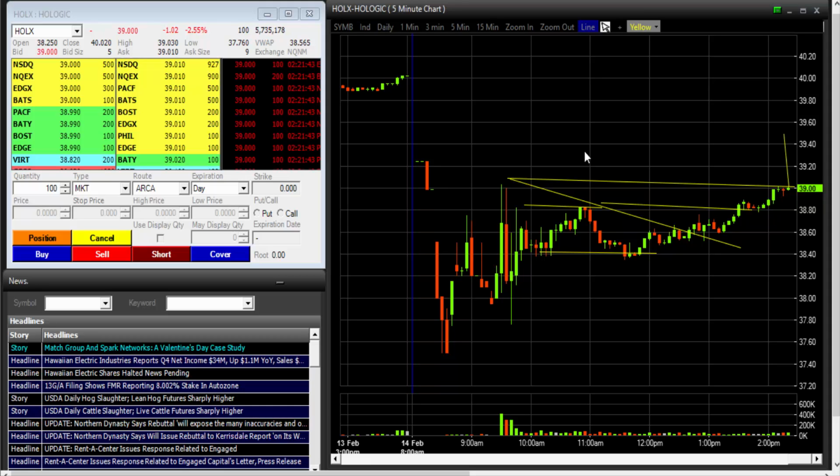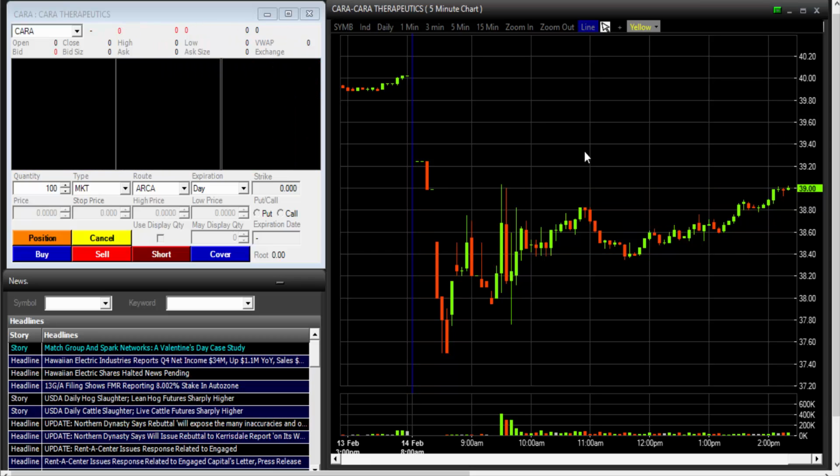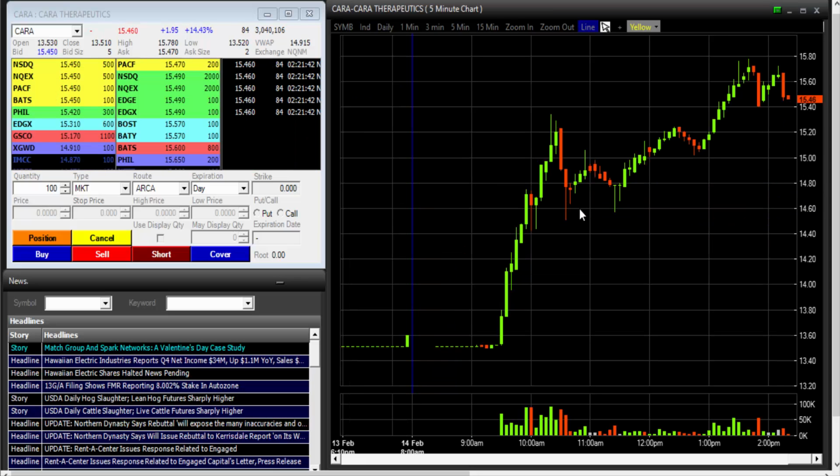Let's go to another one, CARA, for example. From the beginning of the trading session, you can see there are a lot of buyers at the beginning, but after that it reached the highest price of the day, and after that it declined down.